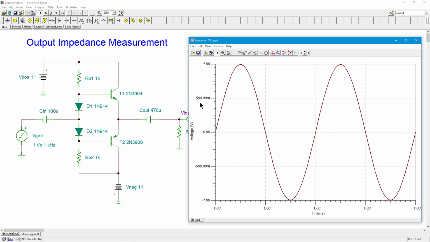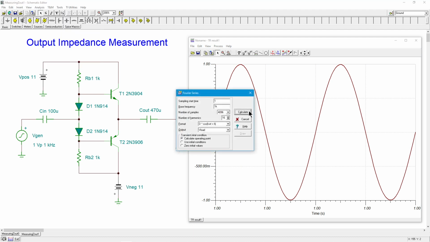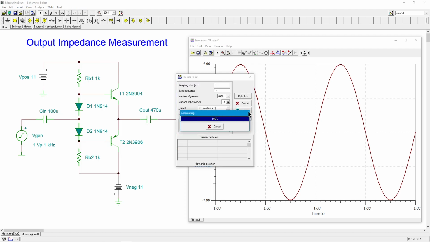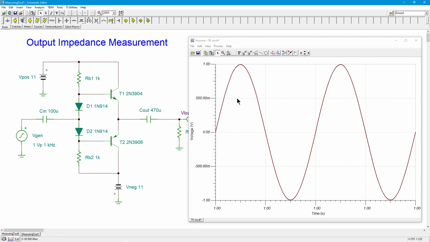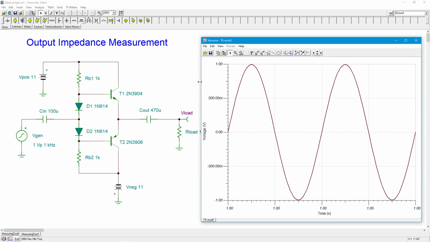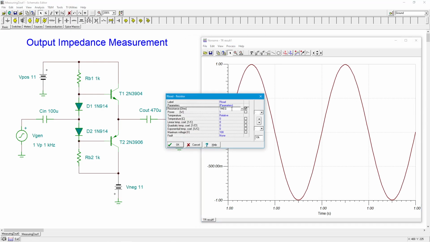It looks like a nice sine wave, but your eye isn't really great at looking at distortion. So we'll do a little Fourier on here. And oh, look at that. We get 0.0015, basically 0.0015% THD. That's like super hi-fi. So I'm not at all concerned about that. Great.